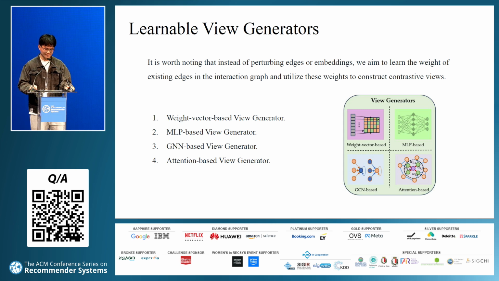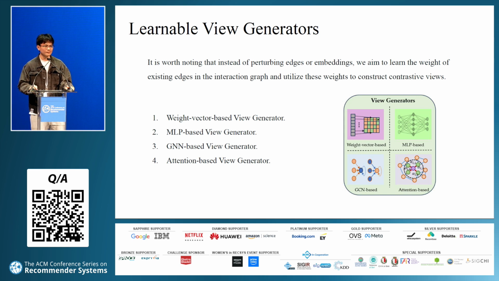And the third is GNN-based, because our method primarily employs graph neural learning. So we employ the original information in GNN. And the fourth is attention-based, because intuitively, the importance, or we say the preference, of different users to different items is different. So we introduce an attention-based view generator.